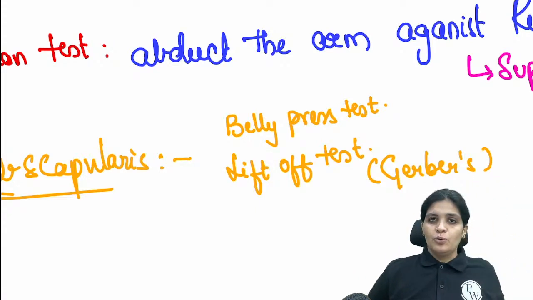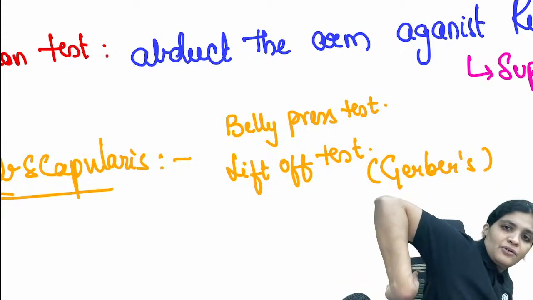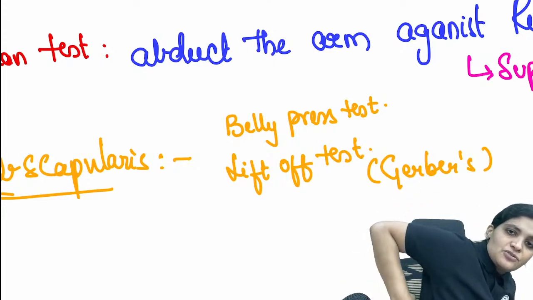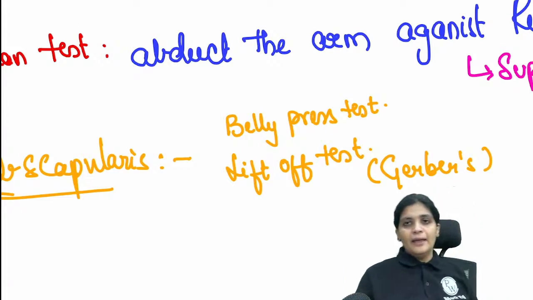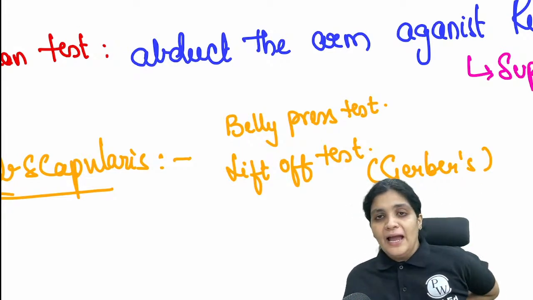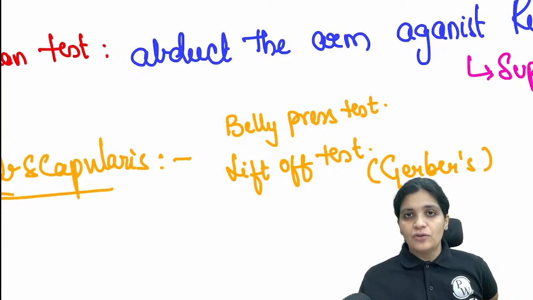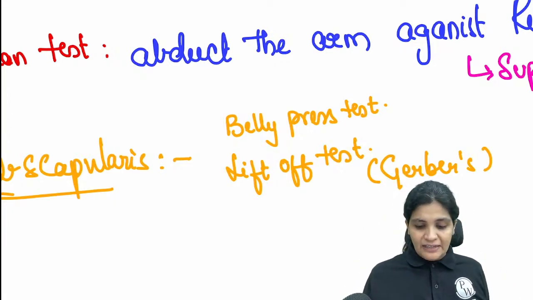So this is how you do the lift off test. This is like the back side. Now you're putting internal rotation and then you are asking the patient to lift your hand against the back. So this is done internal rotated, put your hand at the back like this. And when you put the hand at the back, you try to lift off the hand. So that is the lift off test.